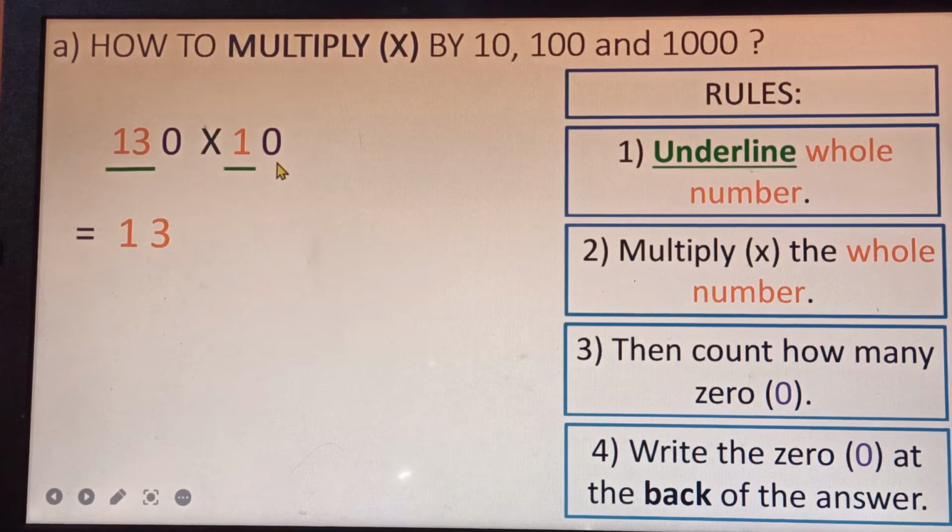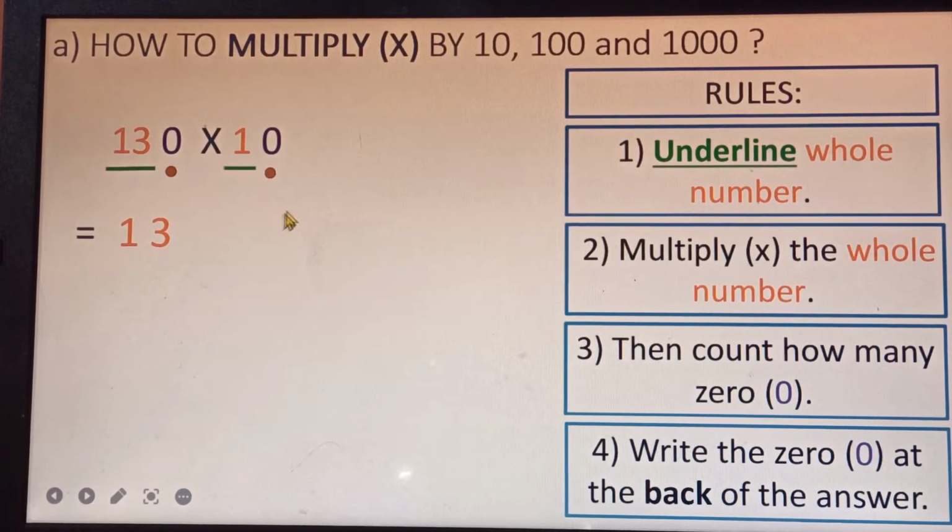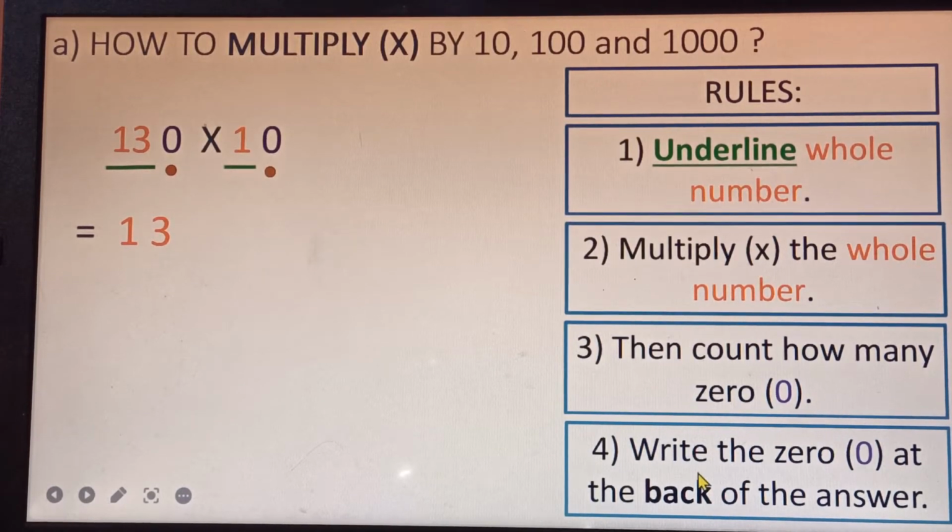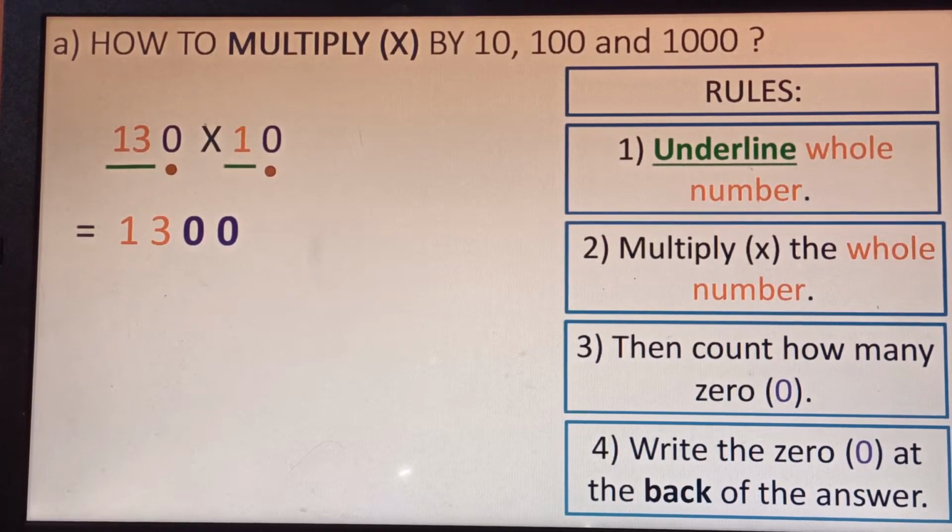Yes, let's see. 1 ada 1, and di belakang sini pun ada 1, belakang whole number tu. So ada 2 0. So what should you do? Step 4, write the 0 at the back of the answer yang kamu kali tadi. So I put from ones, dari ones cikgu susun 0 and another 0 ke depan. So the answer is 1300.